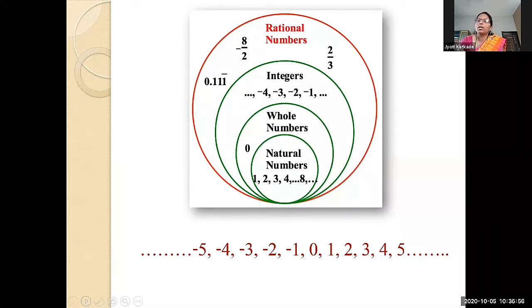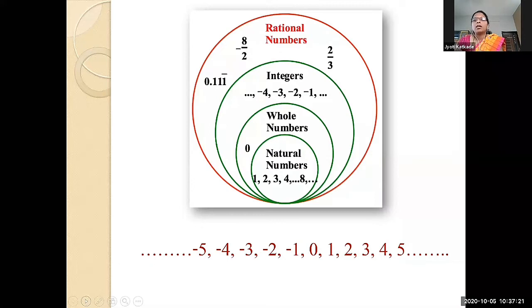From this figure we can say that all natural numbers are whole numbers. Why? Because whole numbers start from 0, 1, 2, 3, which means all natural numbers are included in whole numbers. But we can't say all whole numbers are natural numbers. Why? Because the number 0 is extra in whole numbers.